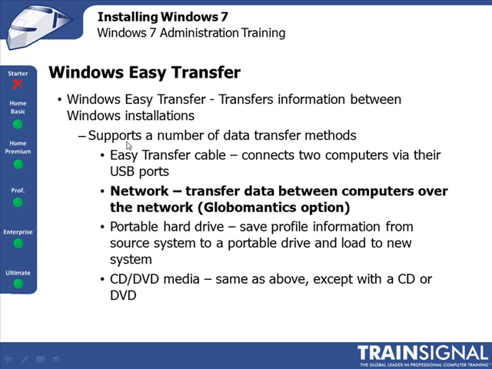With an Easy Transfer Cable, the computers have to be sitting right next to one another and they have to both be on. If you have a dual boot configuration, you can't use the Easy Transfer Cable because you can't have both operating systems running at the same time. You can also use a portable hard drive or CD or DVD media that you burn all of the information to and then reload on the other machine.